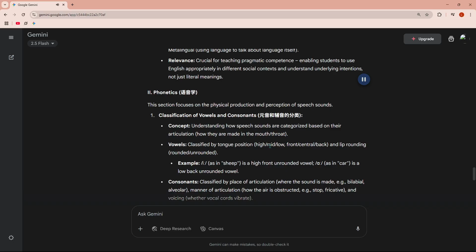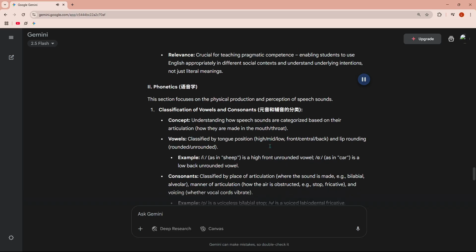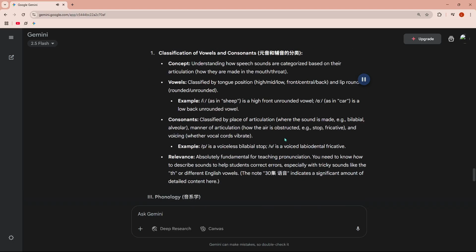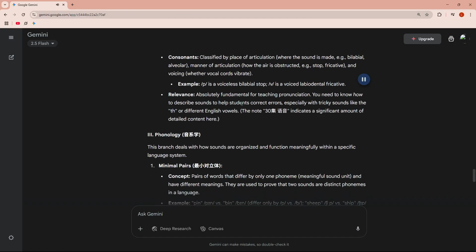Consonants are classified by place of articulation, where the sound is made, e.g., bilabial, alveolar; manner of articulation, how the air is obstructed, e.g., stop, fricative; and voicing, whether vocal cords vibrate. Example: p is a voiceless bilabial stop, v is a voiced labiodental fricative. Relevance. Absolutely fundamental for teaching pronunciation. You need to know how to describe sounds to help students correct errors, especially with tricky sounds like the th or different English vowels. The note 30 Gu Yin indicates a significant amount of detailed content here.